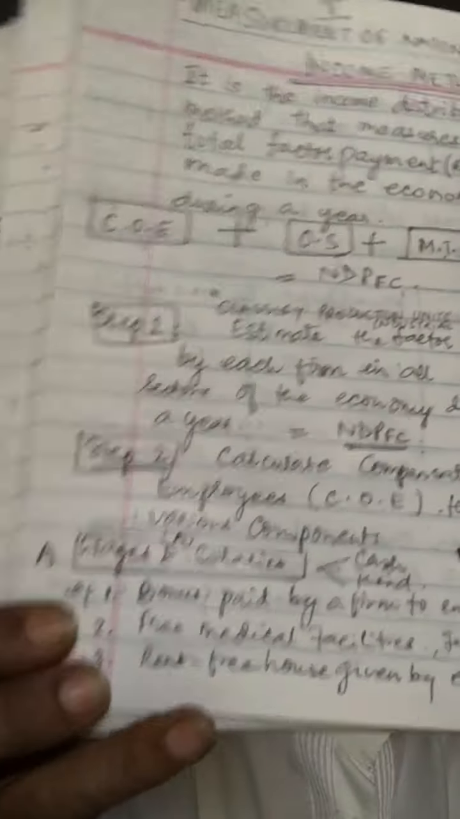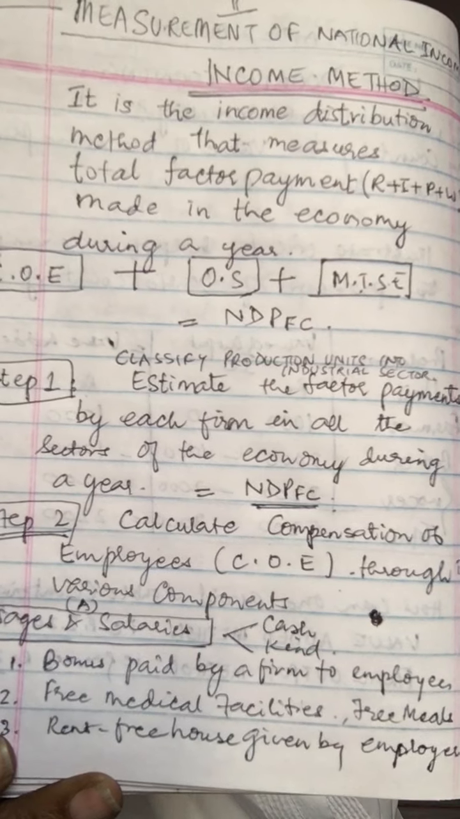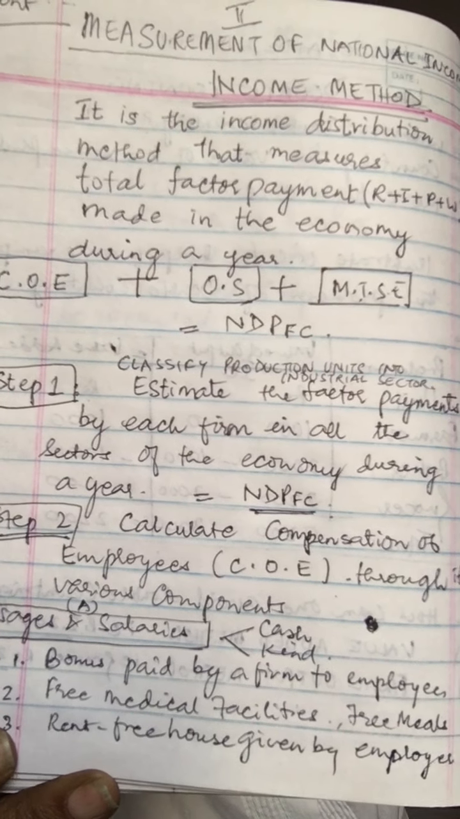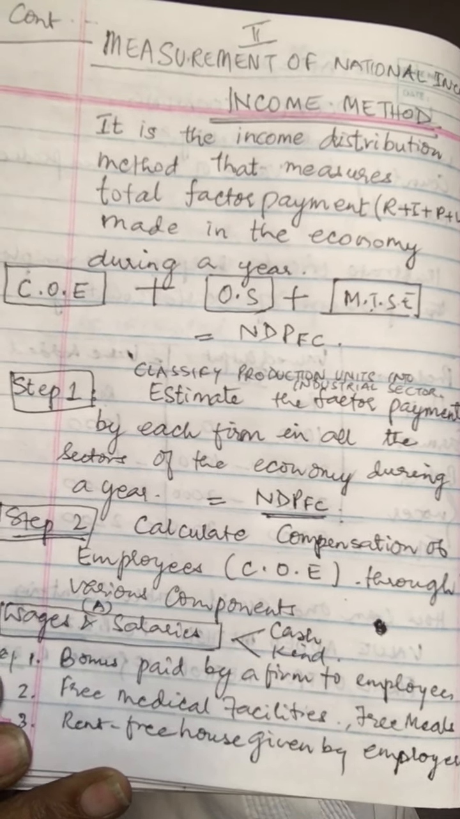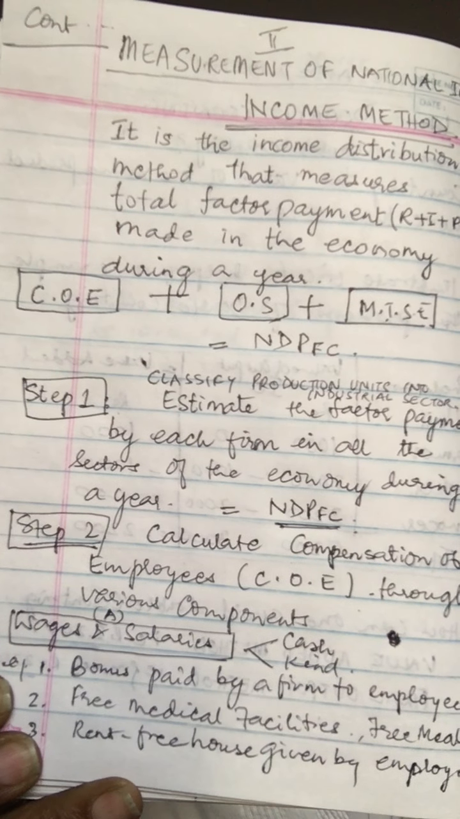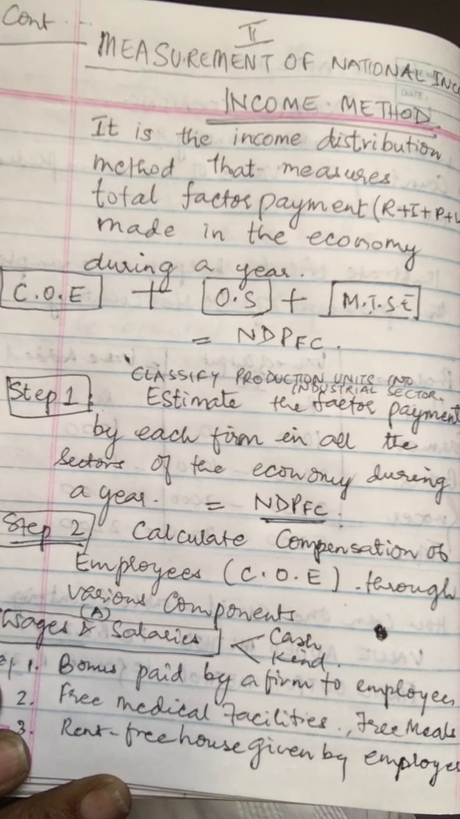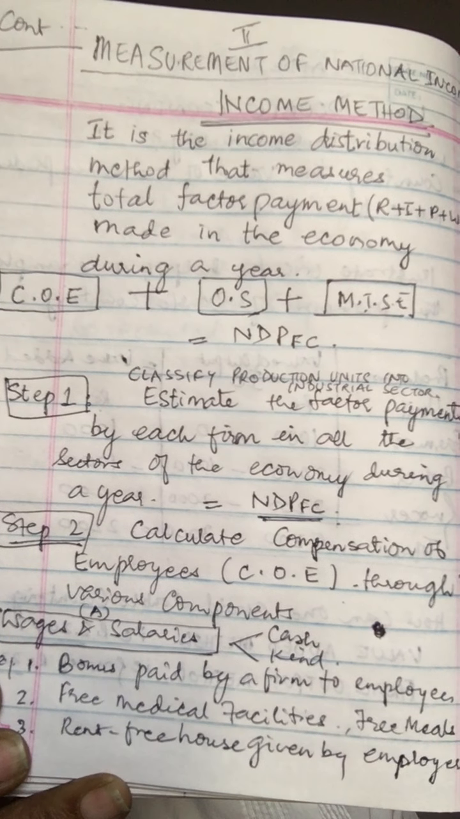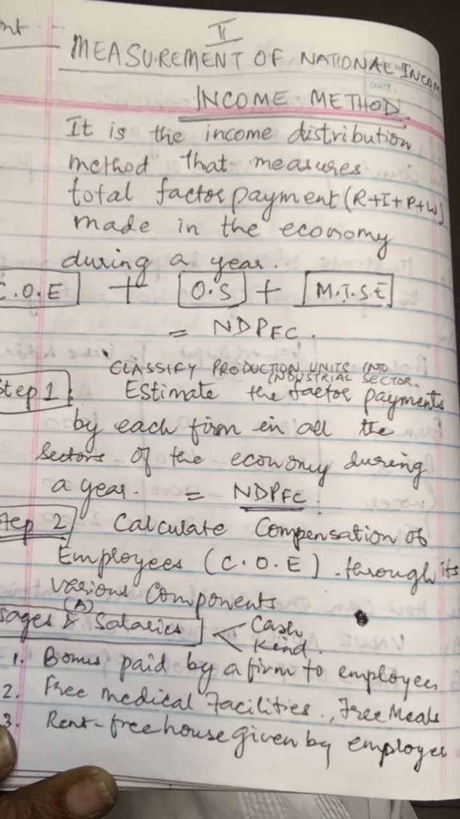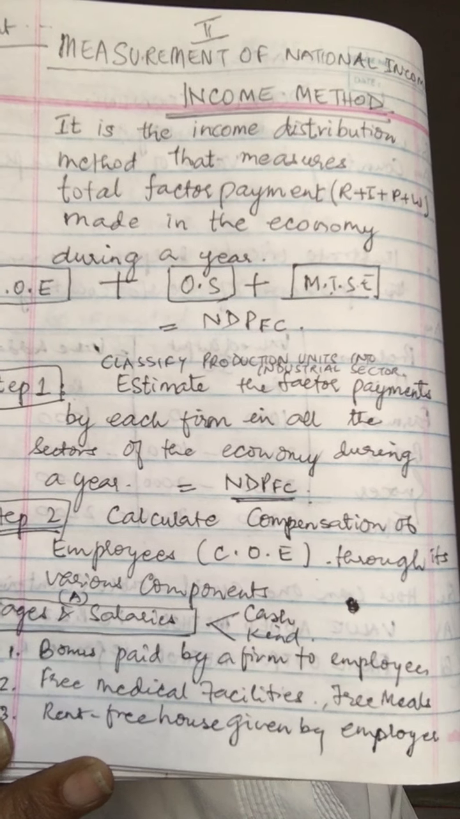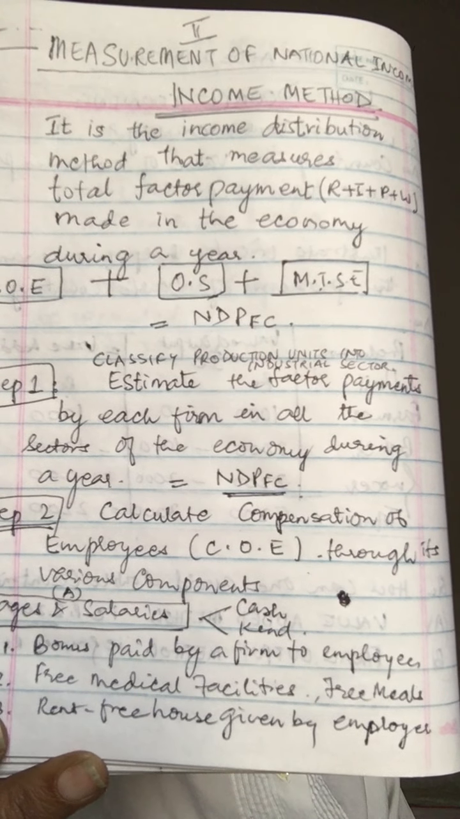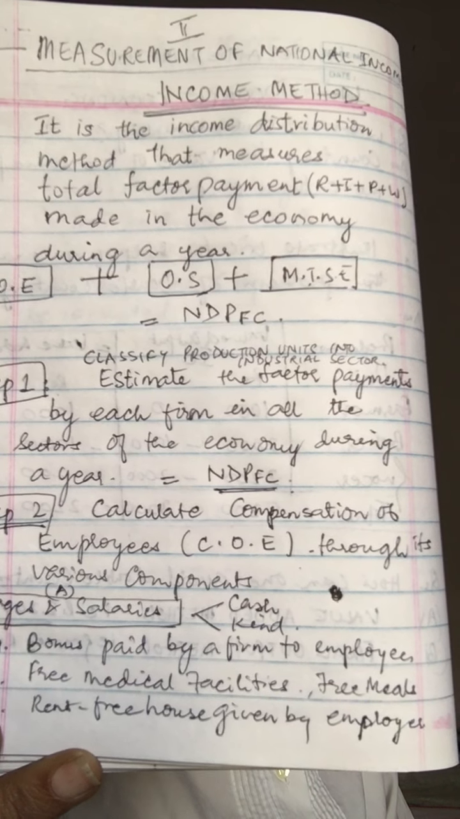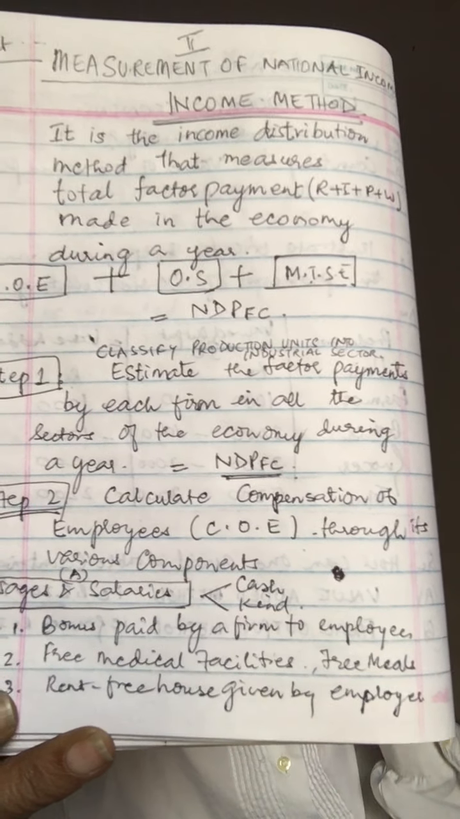So we finished the cash part, and this is in continuation. Let's do the kind one. Wages and salaries in cash would mean what? Again, I'm going to repeat. They include daily, weekly, or monthly payments in cash. So even if you're getting allowances such as house rent or conveyance allowance in cash, that is all in cash.